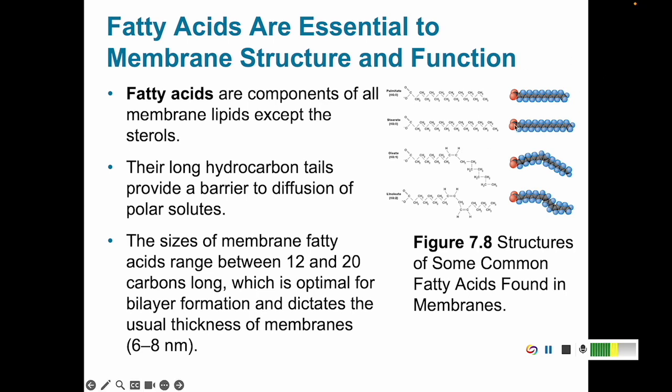And the length of these tails is usually what dictates how thick the membrane is going to be. It's usually 6 to 8 nanometers, which correlates to having 12 to 20 carbons on either side of the membrane. These long hydrocarbon tails are going to be hydrophobic, so that's a nice barrier that prevents interaction with polar solutes or charged solutes, so they won't be able to just go in and out of the membrane between your fatty acid tails.